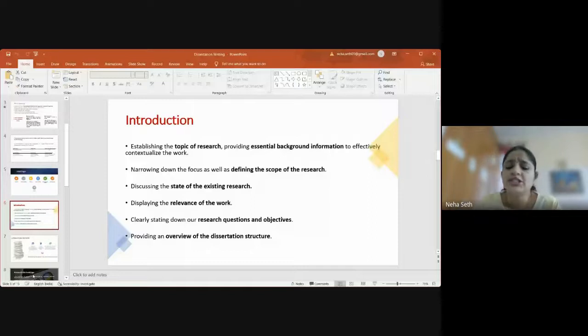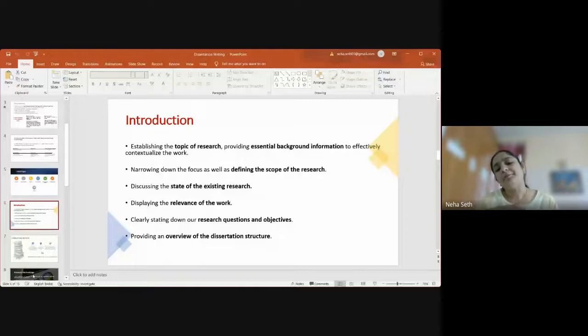This introduction chapter will end with the overview of the dissertation structure, which is also known as chapterization of our thesis. Like what will chapter 1 include, what will chapter 2 include, 3, 4, 5, and so on. The number of chapters that you will include and how these chapters will be categorized will give the overview of your complete dissertation structure. So this will form our first chapter, the chapter of introduction.